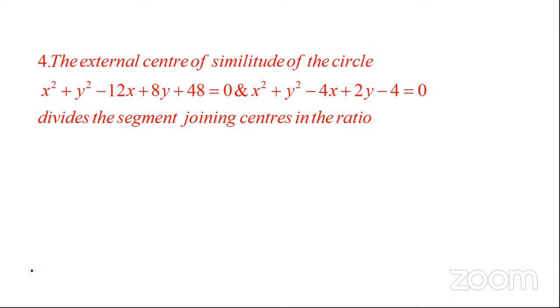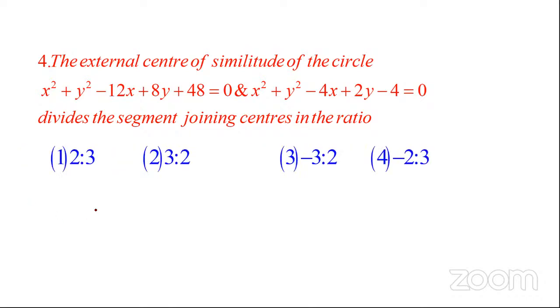So next, here the external center of similitude of the circles x square plus y square minus 12x plus 8y plus 48 equals 0, x square plus y square minus 4x plus 2y minus 4 equals 0 divides the segment joining centers in the ratio. In the previous one it was internal, now external. External means it will be minus R1 is to R2 or R1 is to minus R2. Whatever it will be, you have to find R1 is to R2.